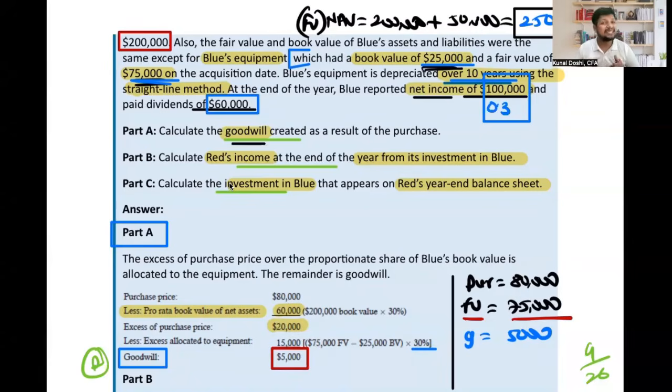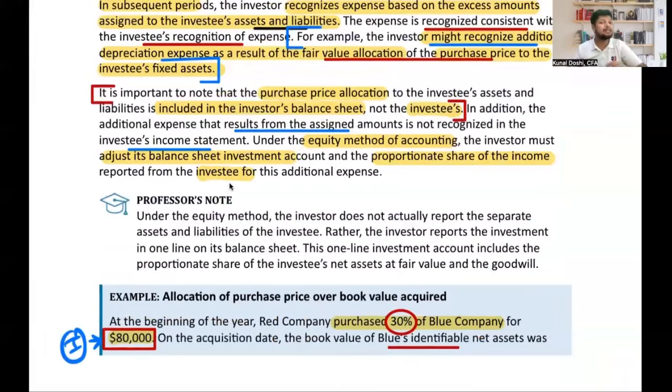Goodwill is the extra amount paid. Now remember, we paid 80,000. And 250,000 is the total NAV of the company, based on fair value. So 250,000 is the fair value based NAV. And how much did we pay? We paid 80,000, but that is for a 30% stake.